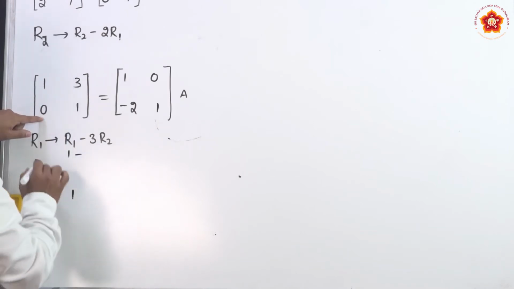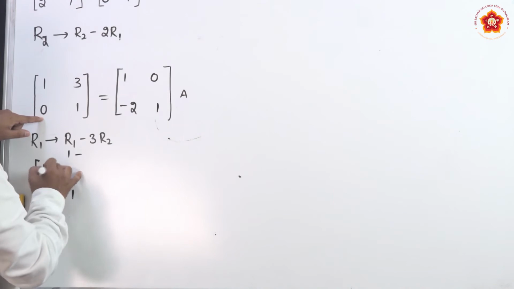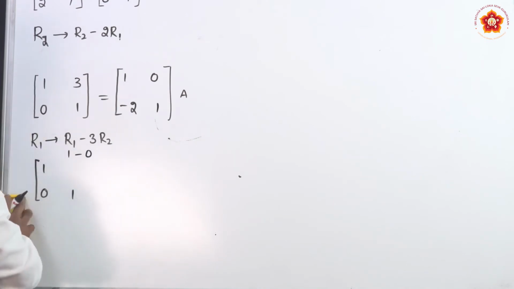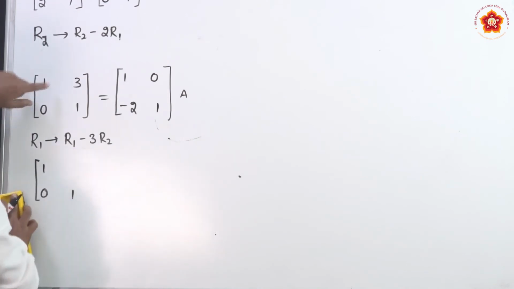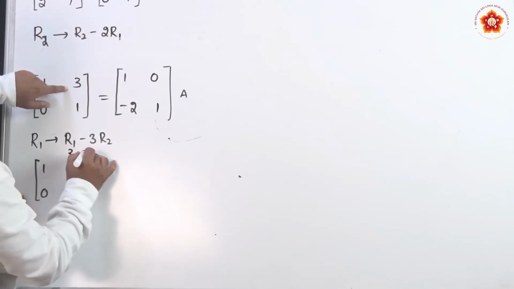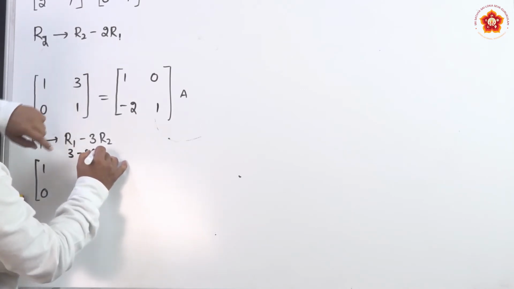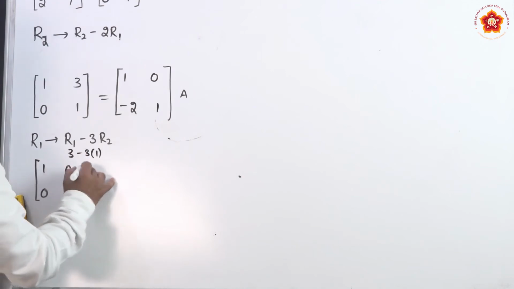What is 3 times of R2? R2 corresponding element is 0. So, that it will become 1 only, it will become 0, 1 minus 0 is 1. And similarly, for this element, here R1 is 3 minus 3 times of R2. What is the corresponding element here? 1. So, 3 minus 3, it will get 0.